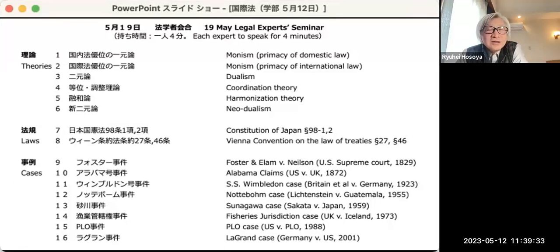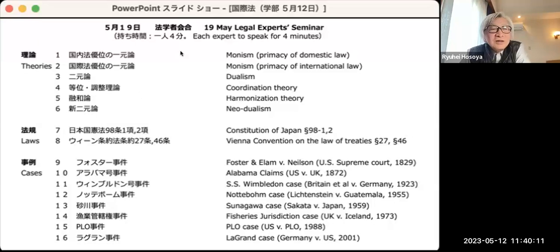Coordination theory. I'm not going to go into detail because all the reading material is on the website. This argues that the two systems are in principle equal. They should be seen on the same level. And where they come into conflict, there should be a system by which the two can be coordinated. All disputes can be solved by coordination.